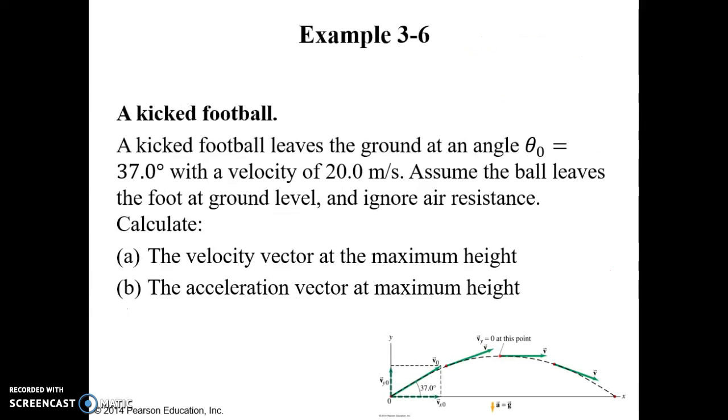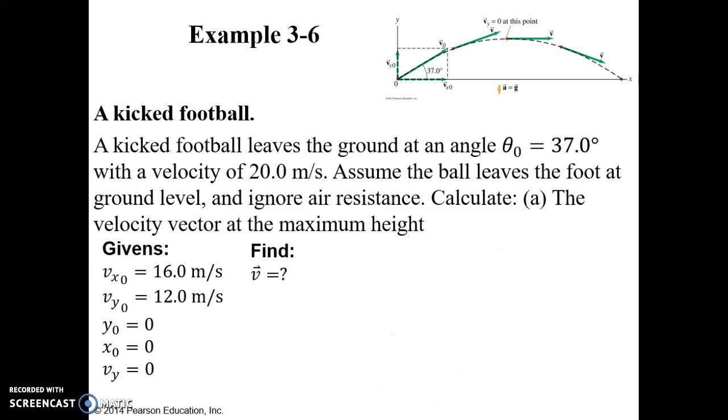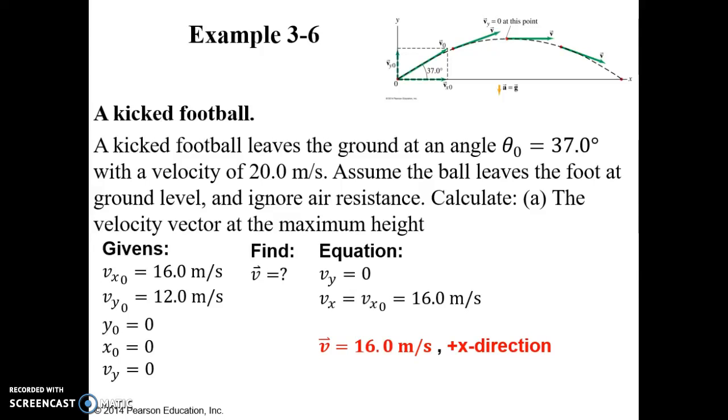Last two questions. The velocity vector at the maximum height and the acceleration vector at the maximum height. At the maximum height, our final velocity in the y direction is set to 0. To find the velocity vector, we need to break it up into its components at the maximum height. Well, we know the velocity in the y direction is 0 at the maximum height, and the velocity in the x direction never changes, so it equals 16 meters per second. If we were to use the Pythagorean theorem to solve for the resultant velocity vector, we would get 16 meters per second, and we know it's in the positive x direction.